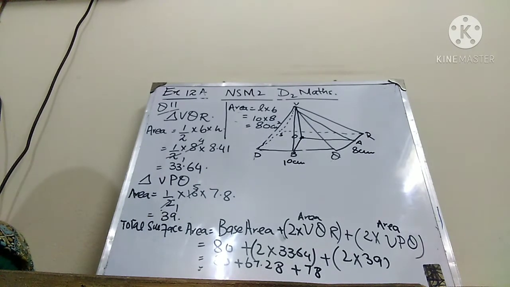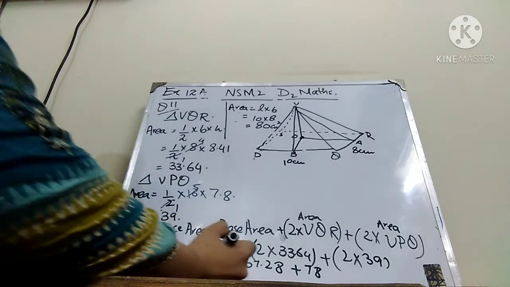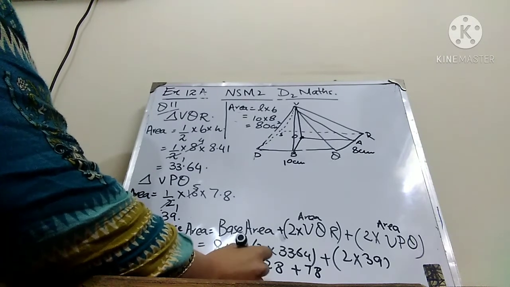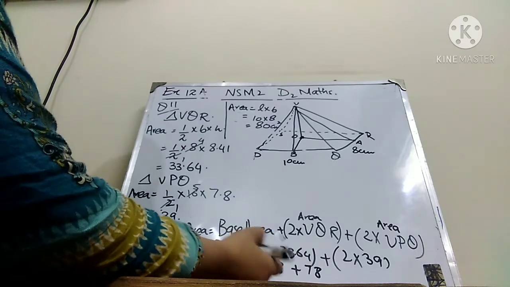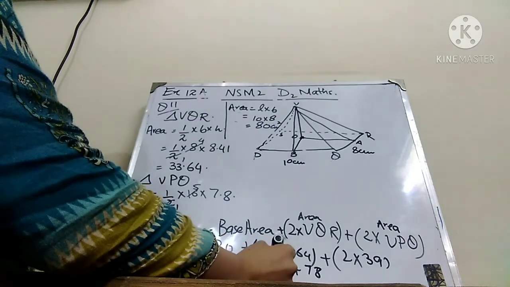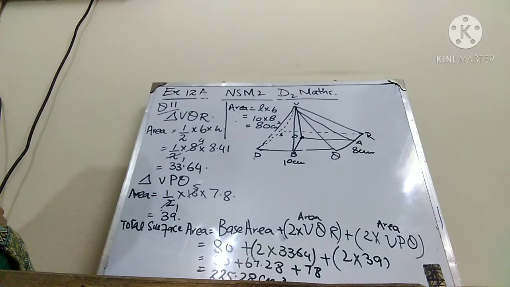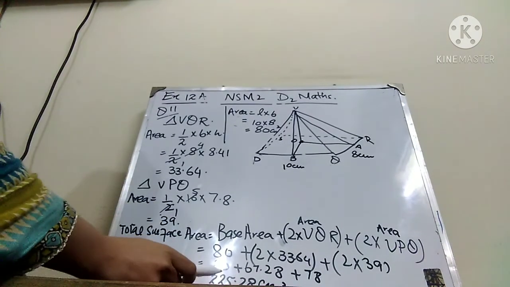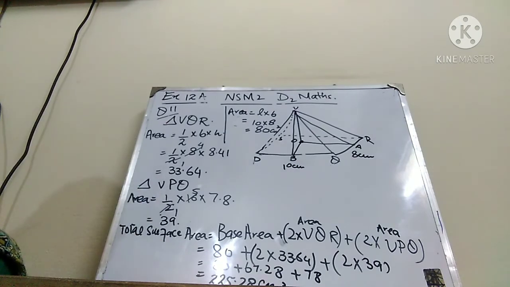When you add all these values, you will get 67.28 plus 80 plus 78. So your answer would be 225.28. Students, a little bit of difference can come because the answers are in decimal, so we can round up the number and write it like this. So this is the total surface area and the unit is centimeter square. So this is the total surface area of this pyramid, and the answer is 225.28.